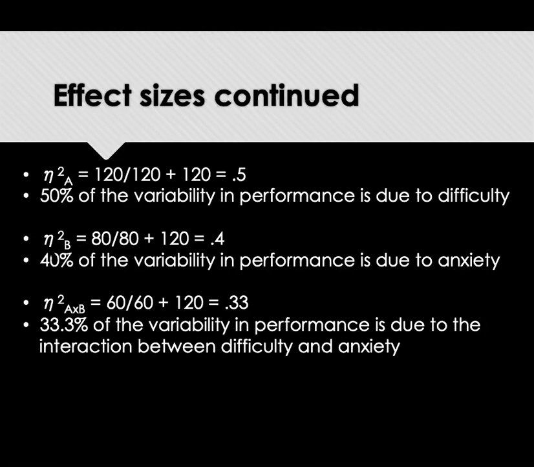When you do compute eta squared for B, you plug in the numbers and you get 80 over 80 plus 120. You do the math, you get 0.4. The interpretation is that 40% of the variability in performance is due to anxiety. And then the interaction effect. And you get 0.33, so 33.3% of the variability in performance is due to the interaction between difficulty and anxiety.